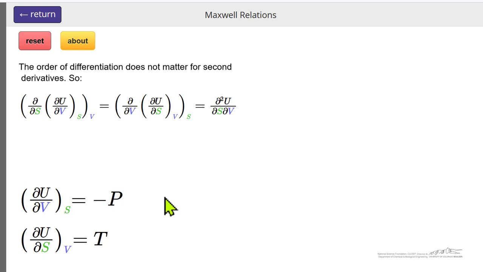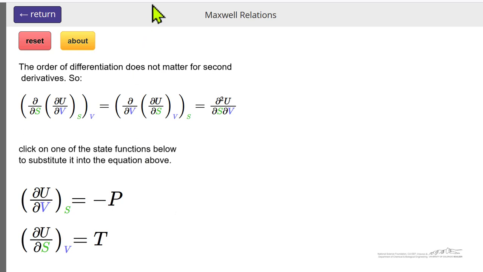And then we take advantage of the idea that we have an exact differential. We're differentiating U with respect to V and S, and it doesn't matter which order we do it, whether we differentiate first with respect to V or first with respect to S. In both cases we have this second derivative. So these two are equal.